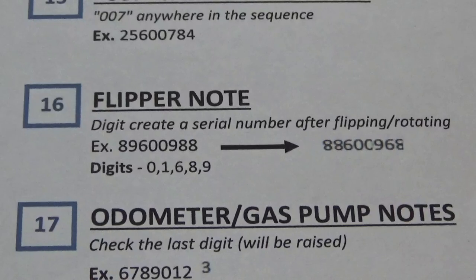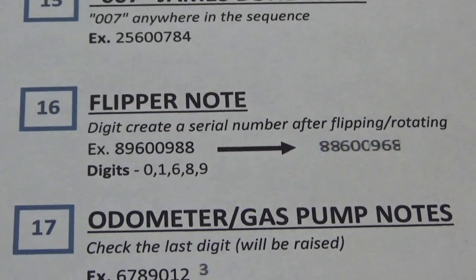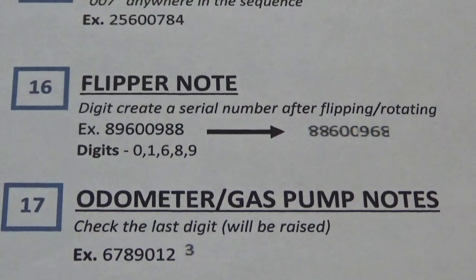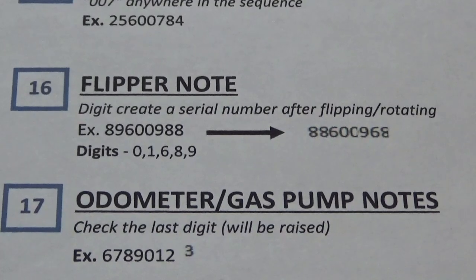Flipper notes. These are really cool. I've had a few of these. Basically, the digits create a serial number, and after you flip or rotate it, the digits still create a serial number. The only digits you can really do this with are 0s, 1s, 6s, 8s, and 9s. Your 9s, when you flip them, become 6s. Your 6s, when you flip them, become 9s. Your 8s stay the same, your 0s stay the same, and your 1s are still 1s.